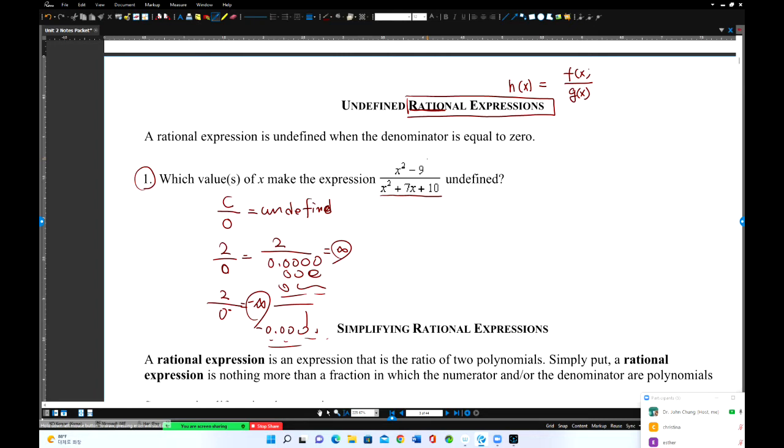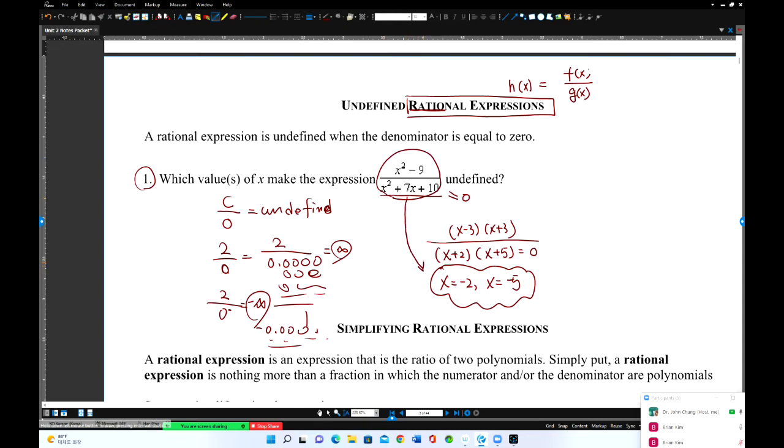We're going to find the undefined values first, and that depends only on the denominator being 0. x squared plus 7x plus 10, you can factor this one: x plus 2 and x plus 5. That is the factored form. The numerator is x minus 3 and x plus 3. Whether or not there is a common factor doesn't matter. Before you cancel any common factor, always check for what value of x the denominator is 0: x equals negative 2 and x equals negative 5. For those values, this rational expression is undefined.